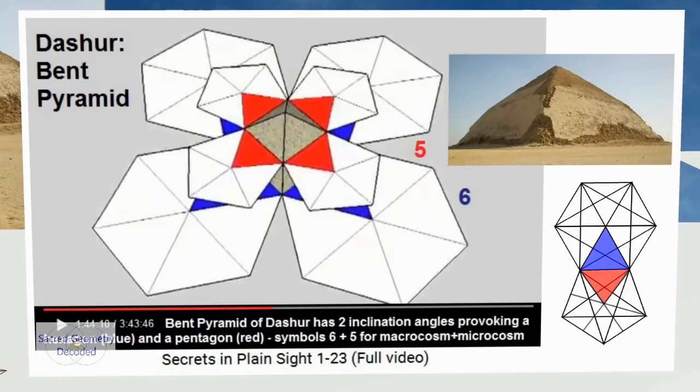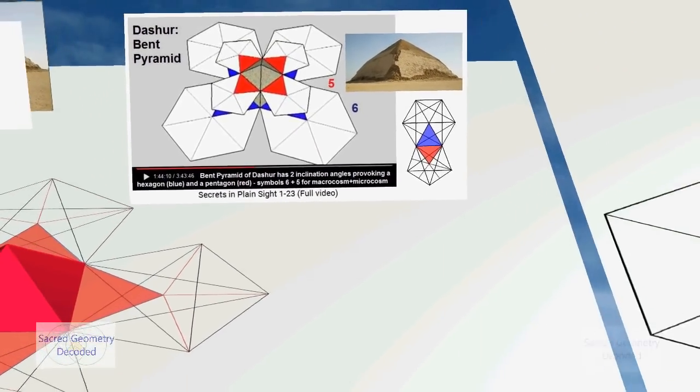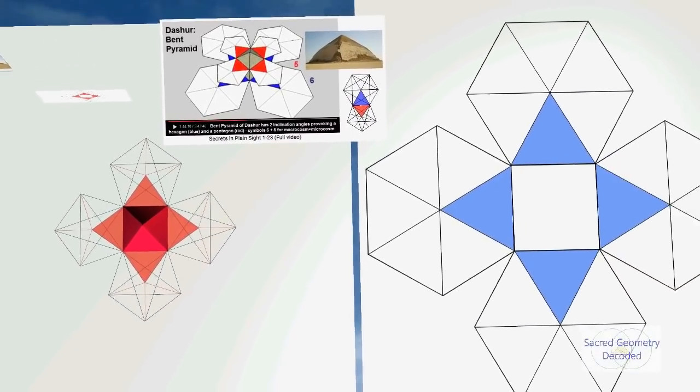This is from Scott Onstott's Secret in Plain Sight, a must-see video. Here we get an idea of how the hexagon and the pentagon work together. The bottom portion of the bent pyramid derives from the hexagon. The top portion derives from a pentagon. And again, just so we can see how this works.